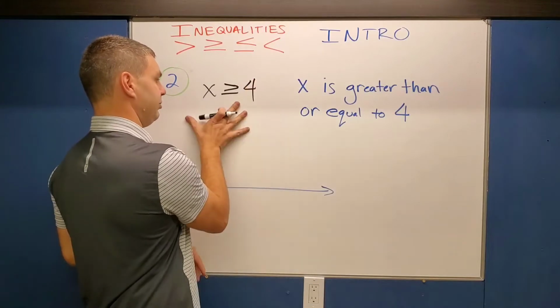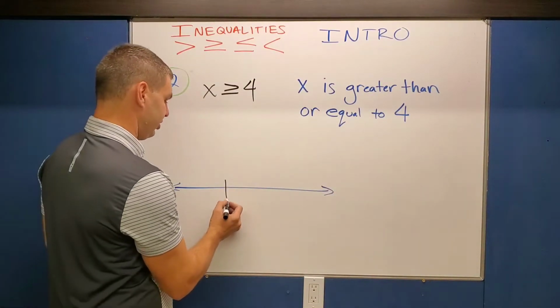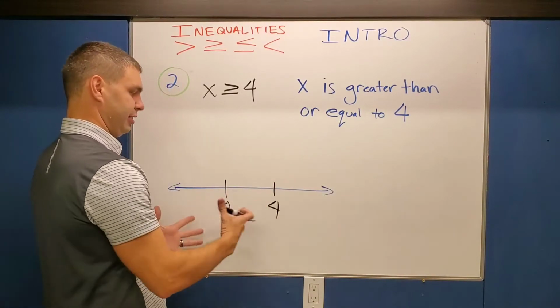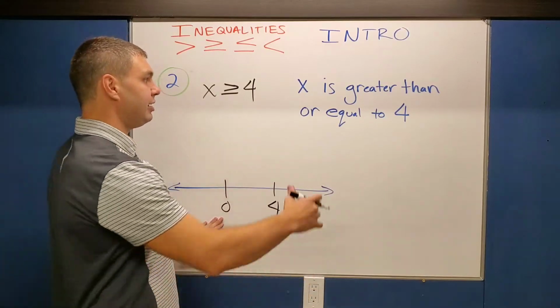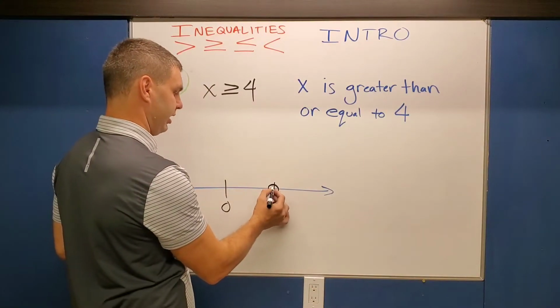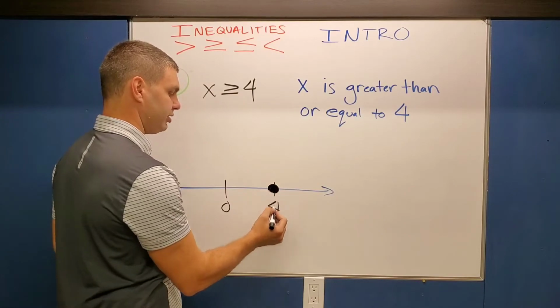So we have the symbols, we have the words, and now the graph of this one. Again, we're going to use 0, and then the number I'm working with, in this case 4. So if I orient these on my number line, 4 of course will be to the right of 0. And then we have to think it's greater than or equal to. Well, greater than or equal to signs are a closed dot. And they're a closed dot because I can actually include those in my answer.